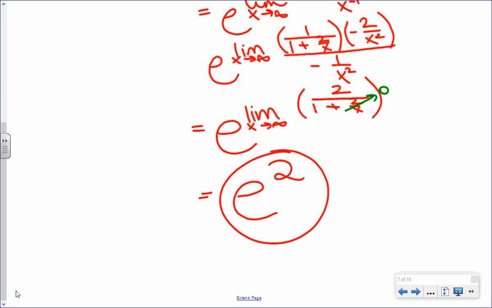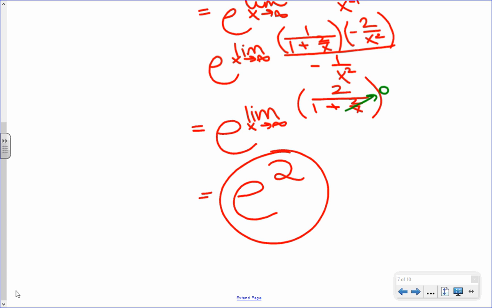Is that about 14? Creative way to pull that out. But no, e squared is not 14. The limit is 2, but it's e to the power. So the limit is 2, but since the e is still there, it's 4 point something. It's e to the 2.